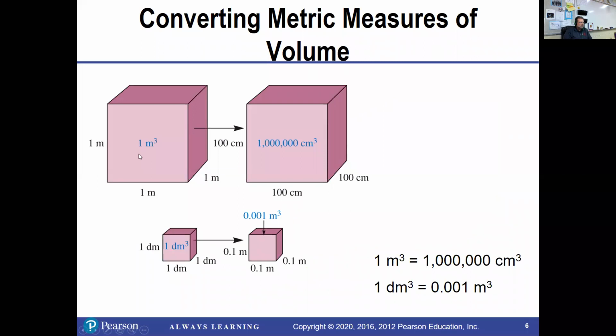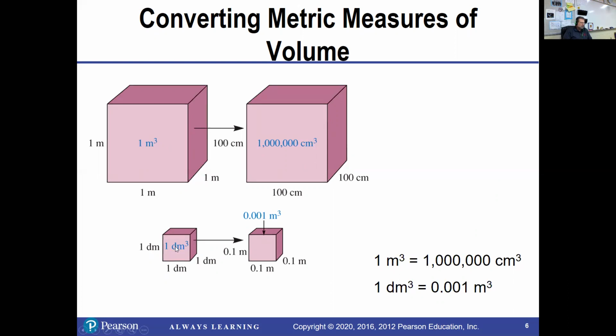Same thing here. Meters to centimeters, I'm going smaller, so we're moving to the right. Well, there's 100 centimeters, so that's 2 places down. So for every side, that's 2 more places. So 2, 4, 6, you're moving 6 places over from the 1, so that gives you 1,000,000 centimeters cubed.